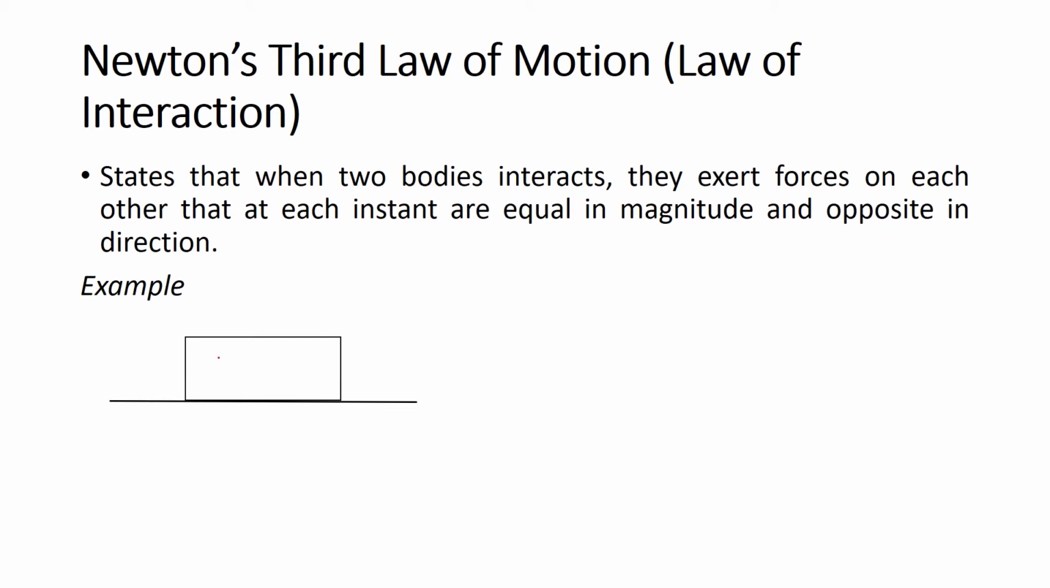Like for example, this box has a mass of something, and let us say this is the surface of the table. Let us assume that this is the table, and this one is the box. So when you place a box on the surface of the table, as I mentioned in the first law of motion, there are two forces acting on that box. The first force is the downward force, or in the first law of motion we call this one the force of gravity.